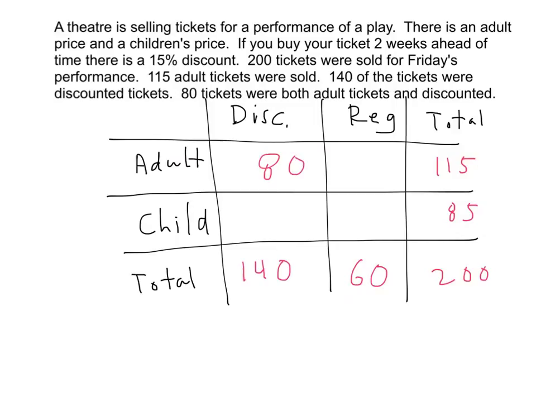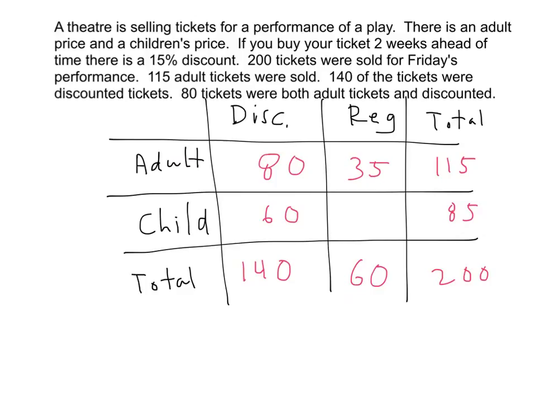Okay. And now that's pretty much enough information to fill the rest in. We know that there were 140 discounted tickets, so if there were 80 of those that were adult discount tickets, well then that must mean there were 60 child discount tickets. How about looking at it this way? If I know there were 115 adult tickets and there were 80 adult tickets who were discounted, well, how many regular adult tickets were there? These have to add up to be 115. So 115 minus 80, that's 35.